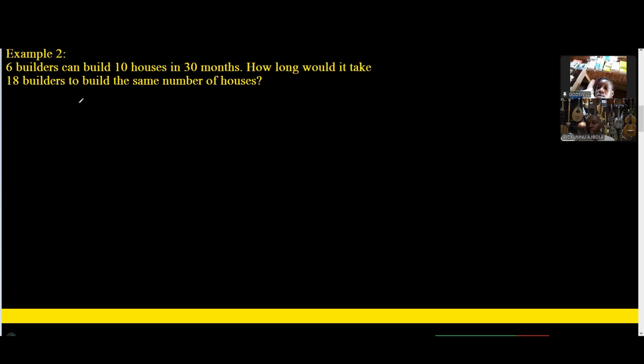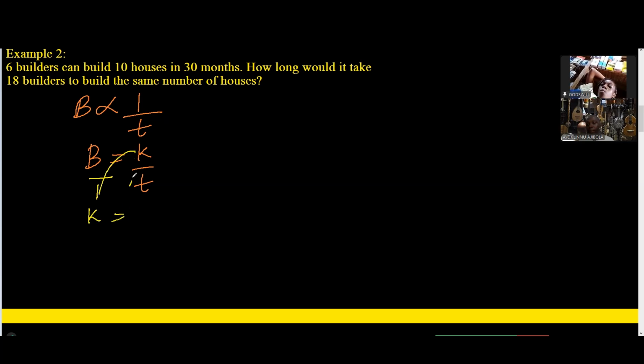So the builders is inversely proportional to the time taken. Okay. So here we will say builders equals constant over time. So our constant here, we're going to cross multiply in order to get the constant. 1 times k is k and b times t is bt. Is that clear?